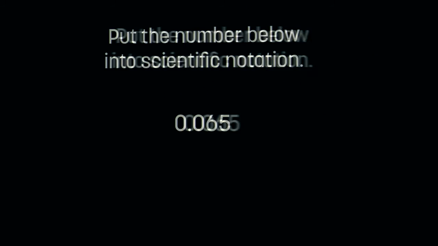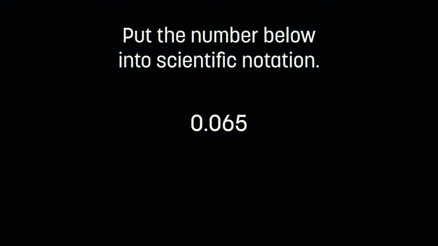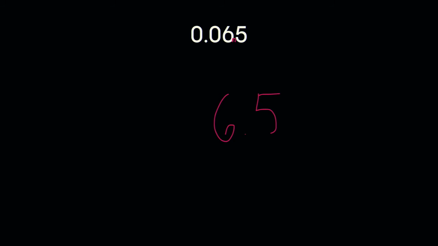Let's try another one. So now we have 0.065, and we want to put this number into scientific notation. Same rules apply. First, identify the coefficient. It's right here. All right, our decimal place would go between the 6 and the 5. So we have 6.5. We have to figure out how many places we moved our decimal. 1, 2. But we moved it to the right. And because we moved it to the right, that's a negative exponent. So now we have 6.5 times 10 to the negative 2 power.